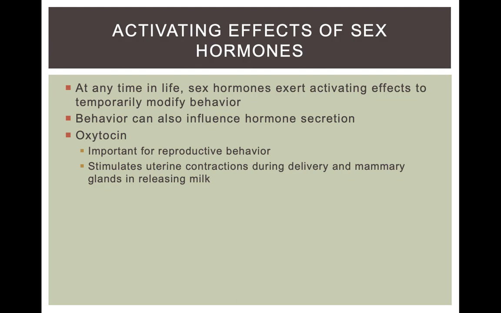So at any time in life, sex hormones exert activating effects to temporarily modify behavior. And these behaviors can also influence the hormone secretion itself, meaning that how you feel can influence how many hormones are released in your body. And also your hormones can influence how you're feeling at any given moment. Oxytocin, which is often referred to as the bonding neurotransmitter, is important for reproductive behavior and stimulates the uterine contractions during delivery and mammary glands to release milk. So it is also something that increases sexual pleasure, especially during orgasm.